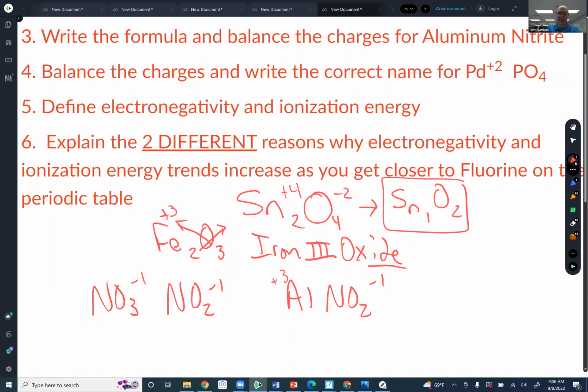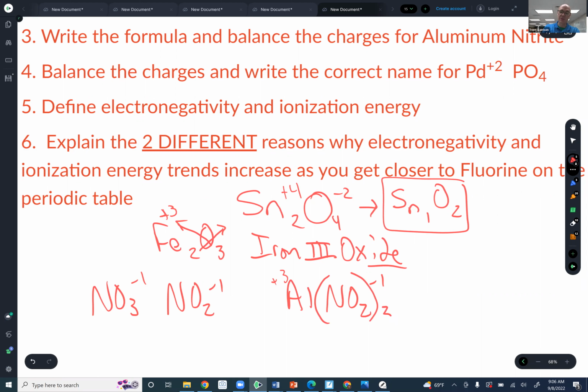You crisscross them down. Now, we can't put a 3 right next to the 2 because that would be 23. So we have to add parentheses. You still can't read my handwriting. And what that would make it is 3 of the nitrites.